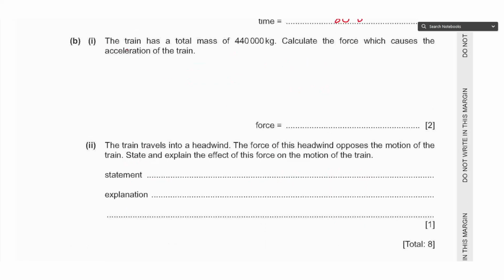Part b, part one says the train has a total mass of 440,000 kilograms. Calculate the force which causes the acceleration of the train. So we use F equals ma. The mass is 440,000 and we multiply that by 0.70. That gives an answer of 308,000. We can write it in standard form, 3.08 times 10 to the power of 5 newtons, or 3.1 times 10 to the power of 5 newtons.